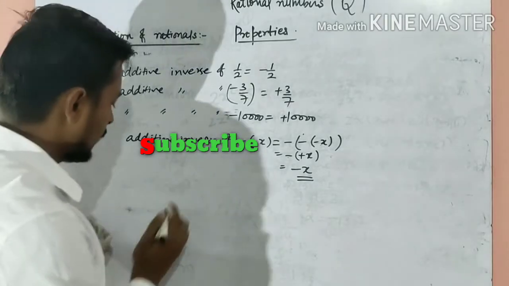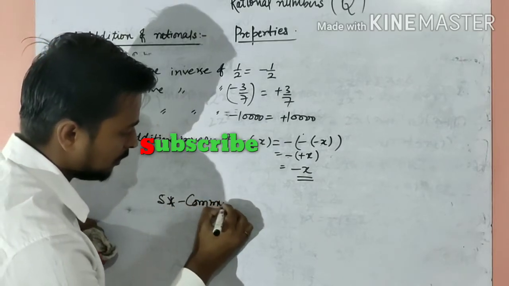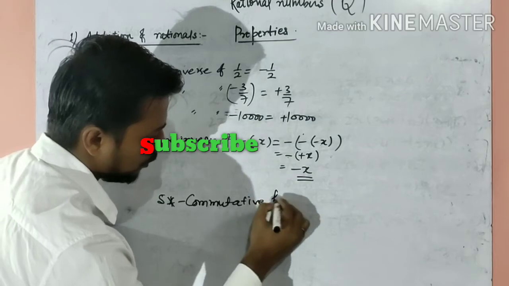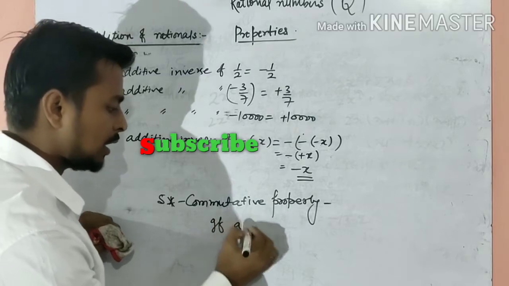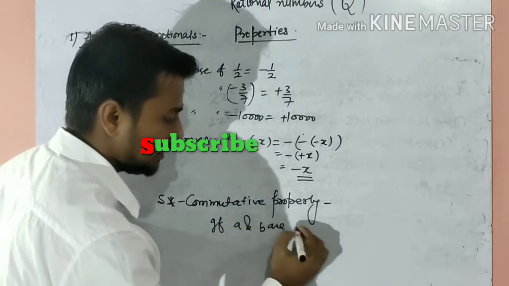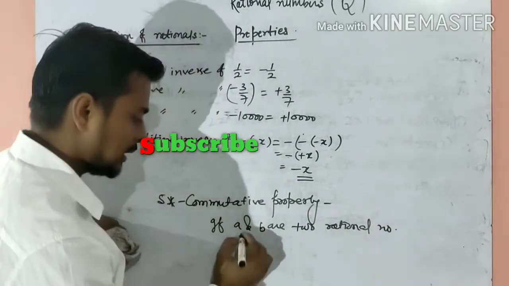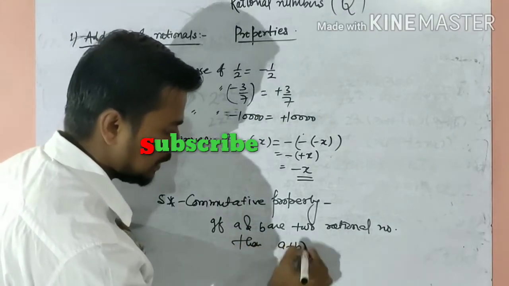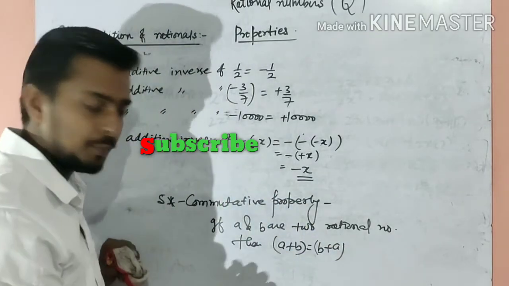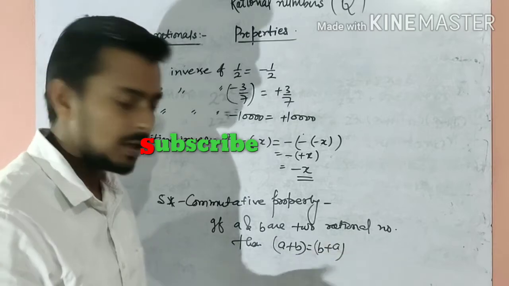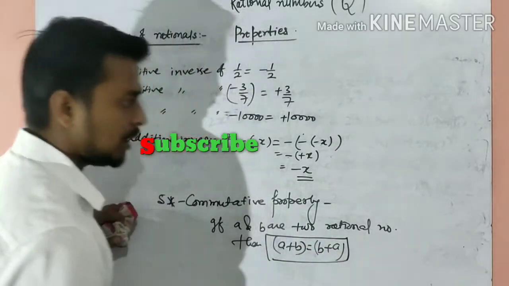Now the important one will come. What? The fifth property is what? Commutative property. Commutative property means if a and b are two rational numbers, then a plus b, add b into a, or b plus a, add a into b, either a plus b or b plus a. Change the order, there will be no change in the value, both will be equal.